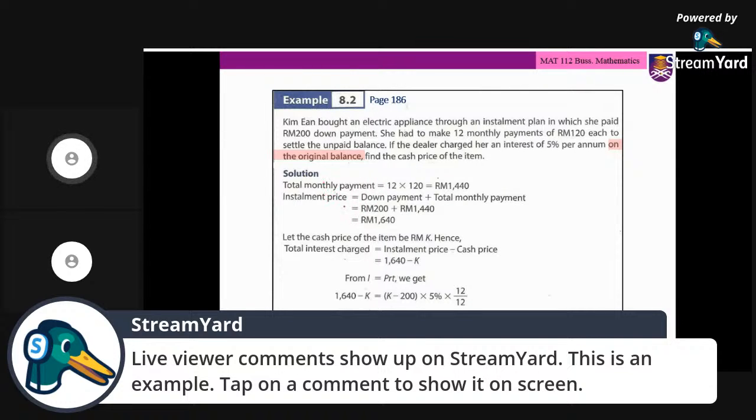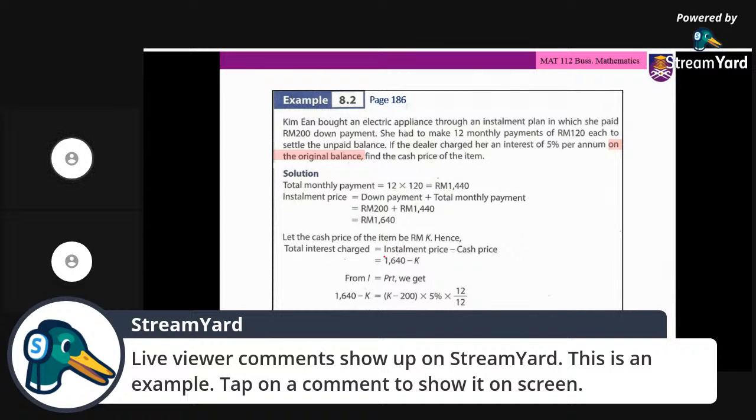So we have two formulas for installment price. We use the second formula, which is the down payment plus total monthly payment. So we have the installment price. Total monthly payment, we just take 12 times 120. So we add these two, we get 1640.